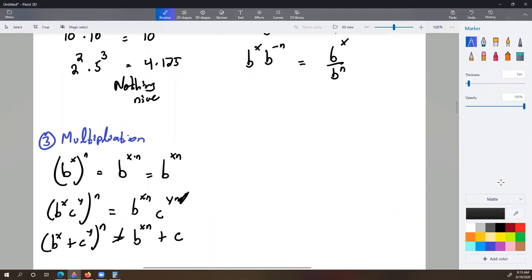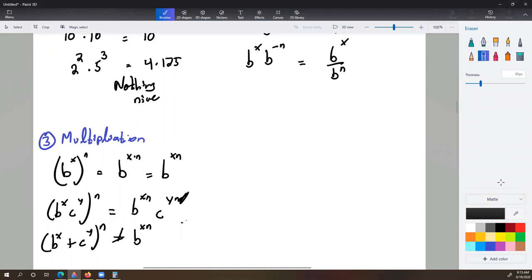This does not work. Like I mentioned yesterday, when you do something along these lines, you end up wanting to FOIL it. Anytime there's an addition in there, you should be thinking, oh, I gotta FOIL this. You can't just go straight to giving that exponent to both of them. That's a no-fly zone right there.